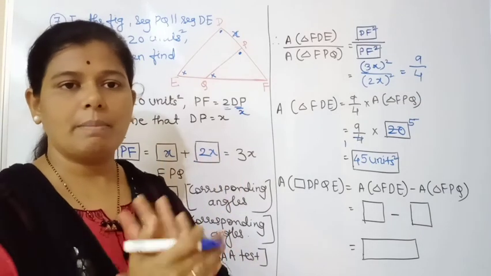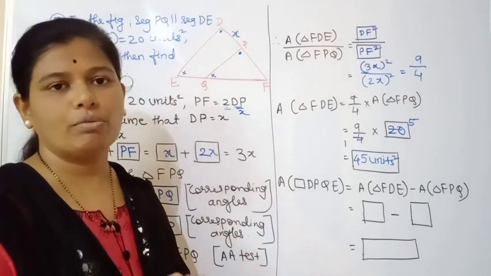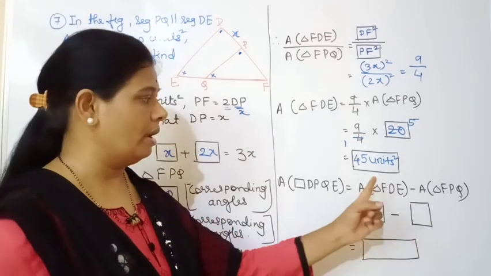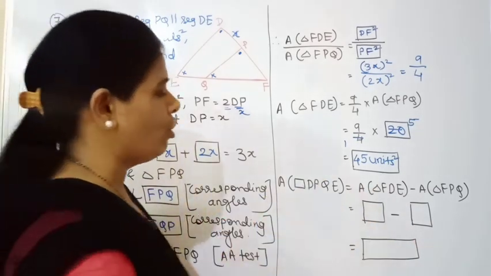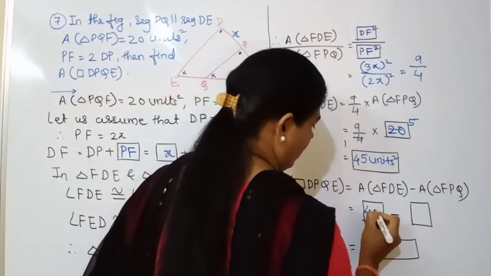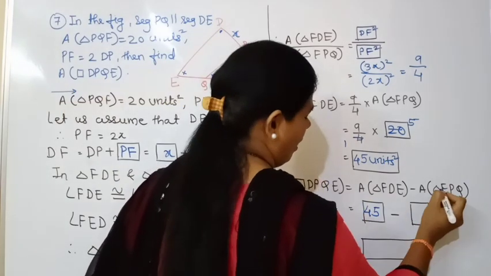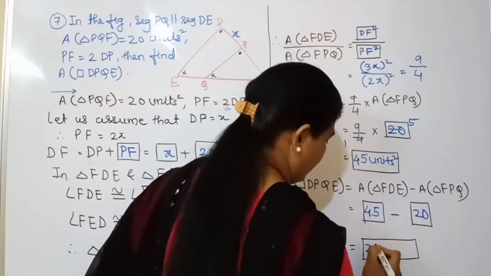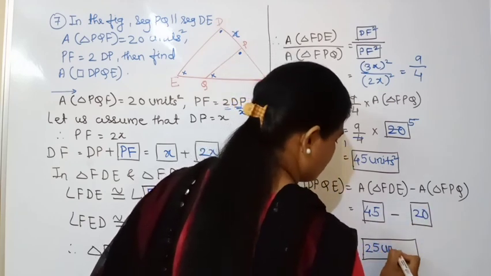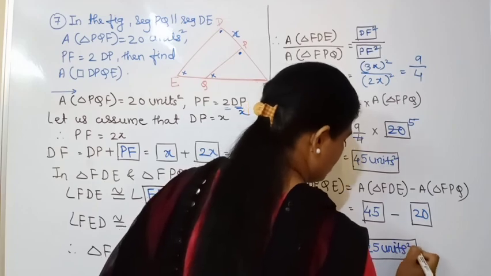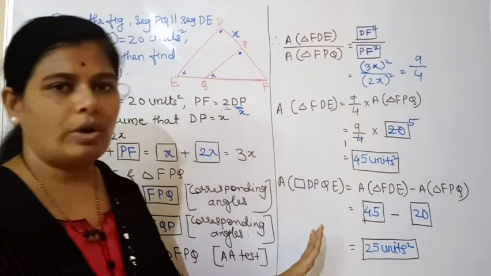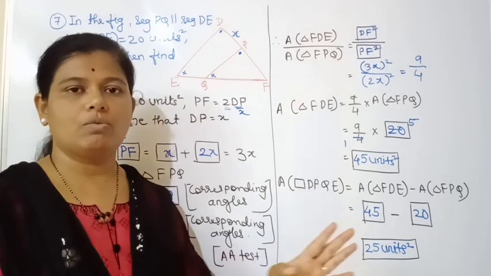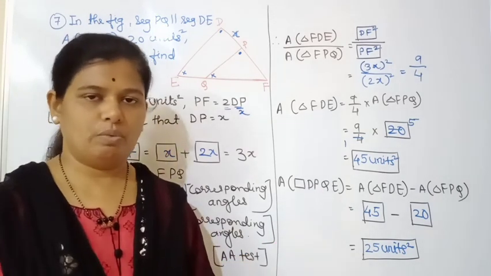Now as I told you, when we subtract the area of the smaller triangle from the bigger triangle, at that time we will get the area of the quadrilateral. So here both the triangles are given, bigger and smaller. Area of FDE, that is the area of the bigger triangle, is 45, which we have just calculated. FPQ is 20. So 45 minus 20, we will get the answer as 25 units square. So in this way we can calculate the area of quadrilateral DPQE, which is equal to 25 units square.